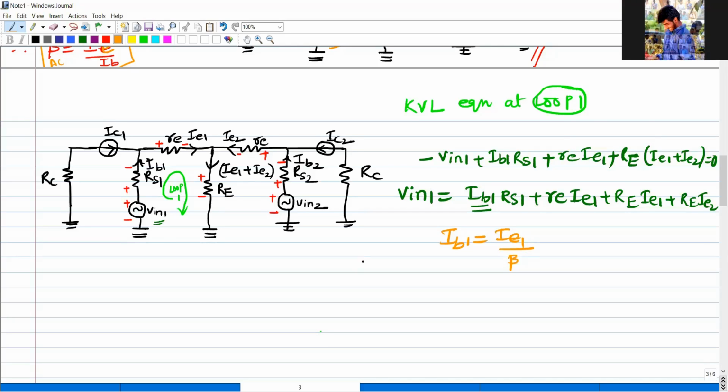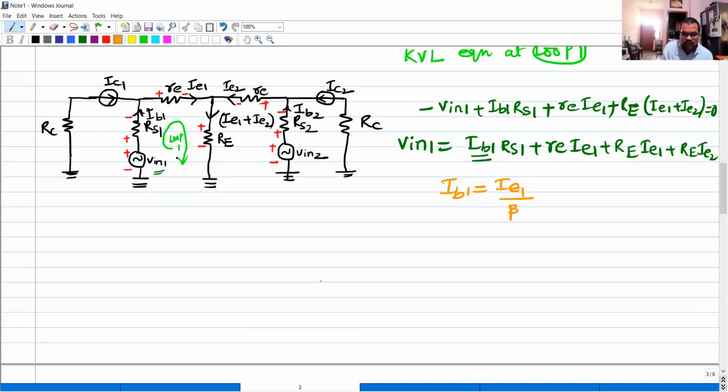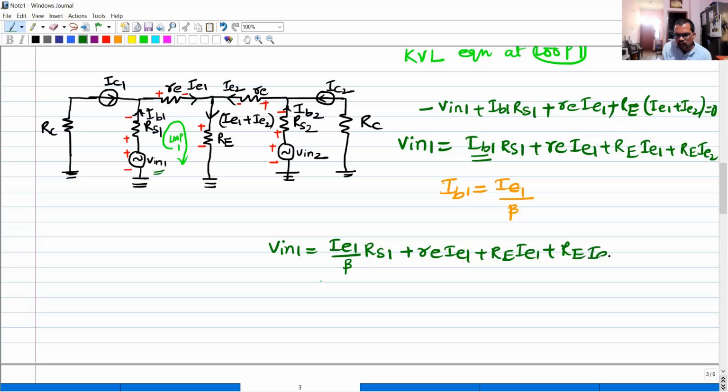Now tell me what is the equation now. IE1 by beta into RS1, plus RE into IE1. Very good. So Vin1 is equal to IE1 by beta into RS1 plus RE IE1 plus RE IE2.